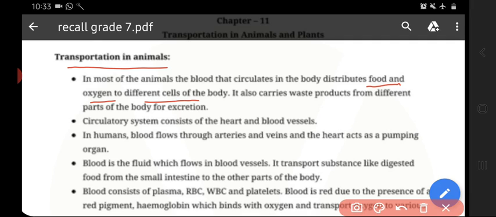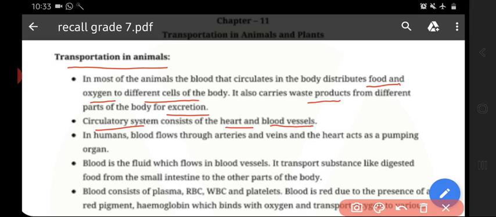It also carries the waste products from different parts of the body for excretion. So blood acts as a circulatory medium which distributes food and oxygen to different cells, and also carries the waste products from each cell, which get expelled out, that is the egestion process. Next, the circulatory system consists of the heart and blood vessels.